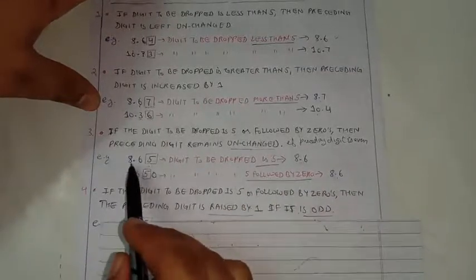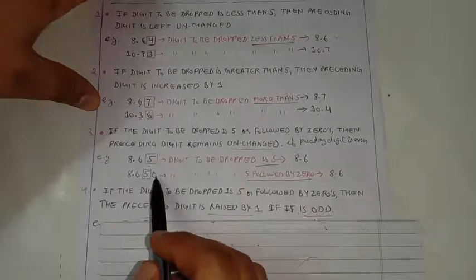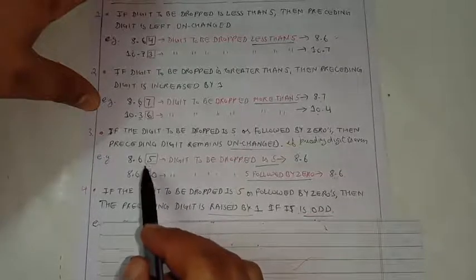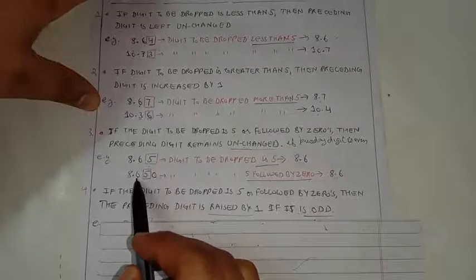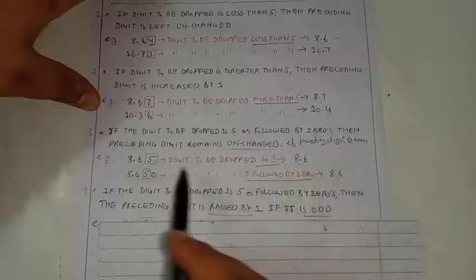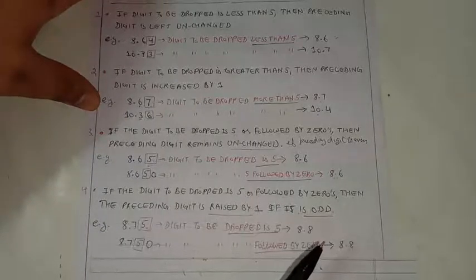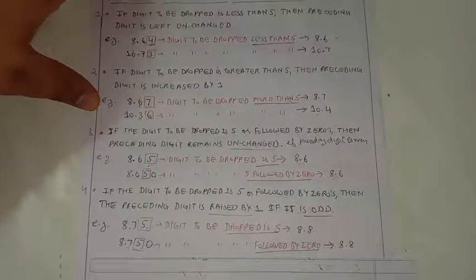For example, 8.65, we are dropping 5, 8.650, 5 followed by 0, again we are dropping these two, but the preceding digit is even in nature, so there will not be any change. So if it is odd in nature, then we have to add 1 to it. So these are the rules which we have to follow for rounding off a particular measurement.